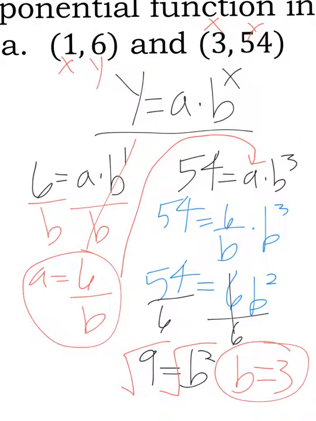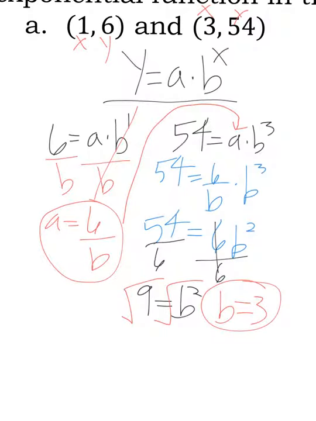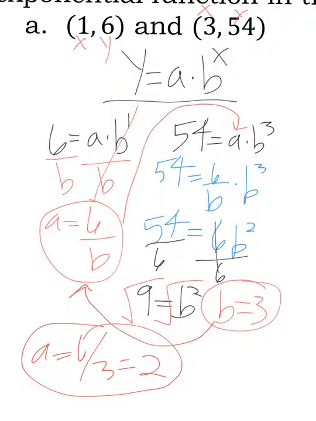So once you figured out b, you have this little equation for a right there. And a equals 6 divided by b. So 6 divided by 3 is 2. So now I found a. So I just need to write my final function answer. Well, we said it would be a times b to the power of x. So a is 2, b is 3. So it's going to say 2 times 3 to the power of x. And that would be my final answer.